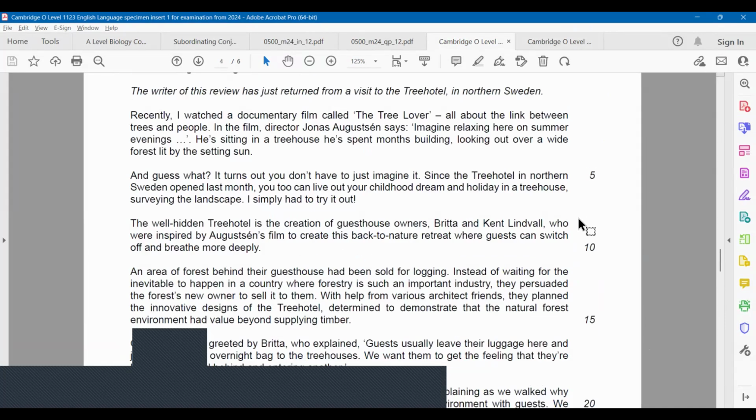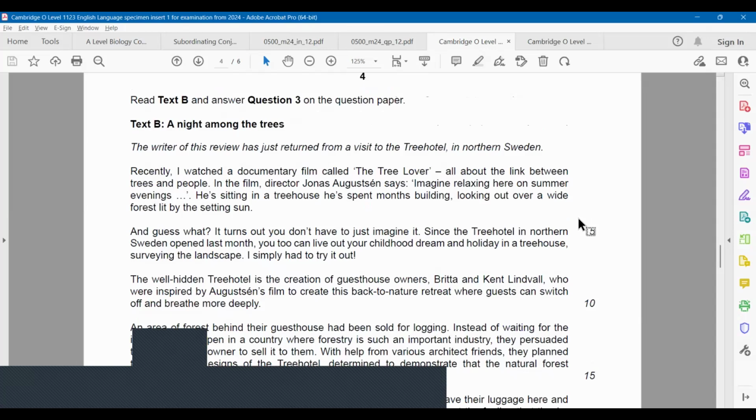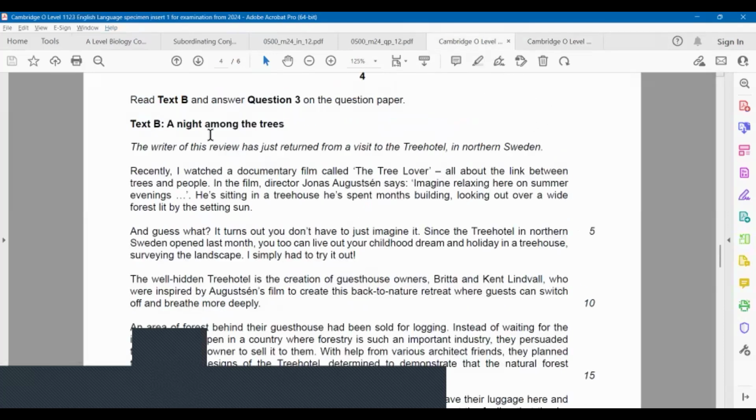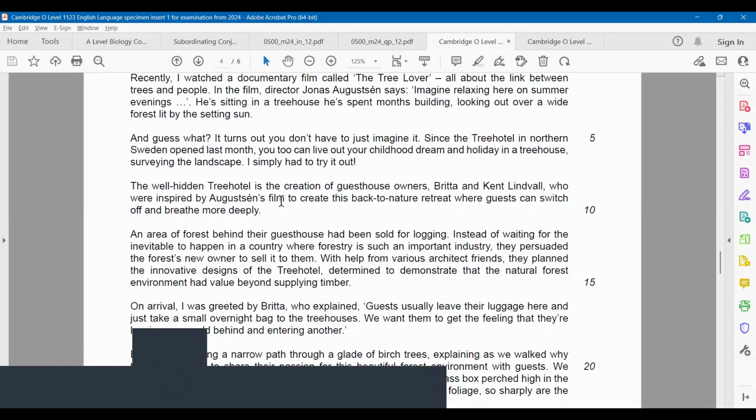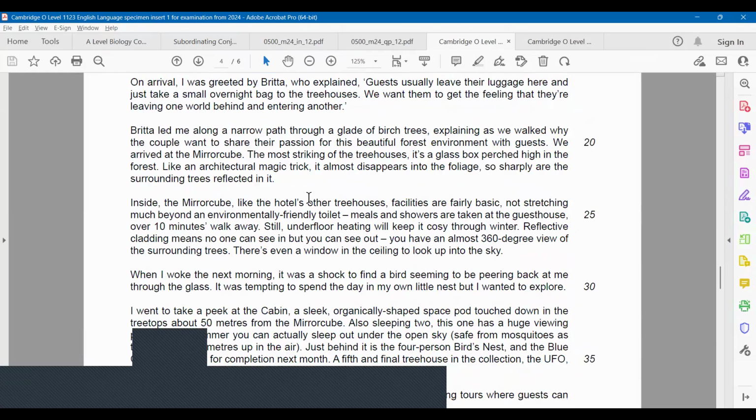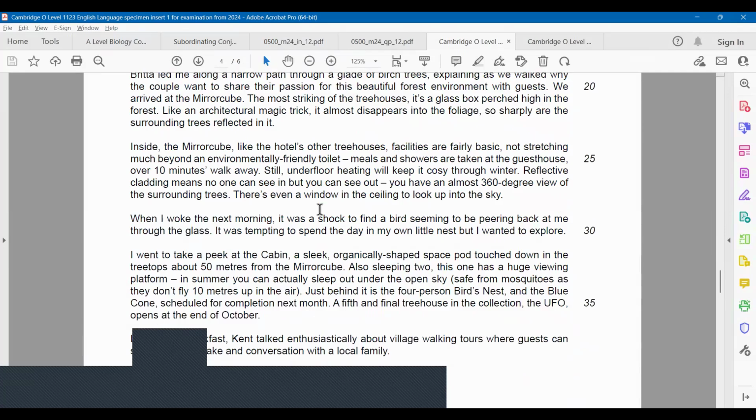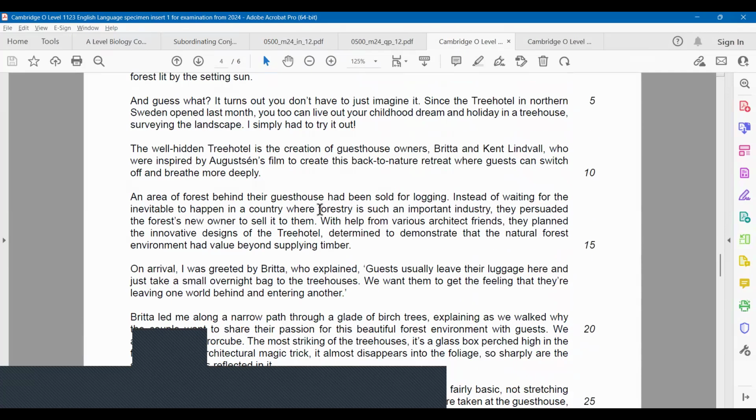Now again, before reading the summary question, you read section B, which says read text B and answer the question. I'm not reading the question. It says read text B, that's what I'm going to do first. So I go to the insert, I open up text B, A Night Among the Trees, and I read the whole thing, intensive reading, just like we talked about. I'm not marking anything, I'm just understanding and taking it all in.